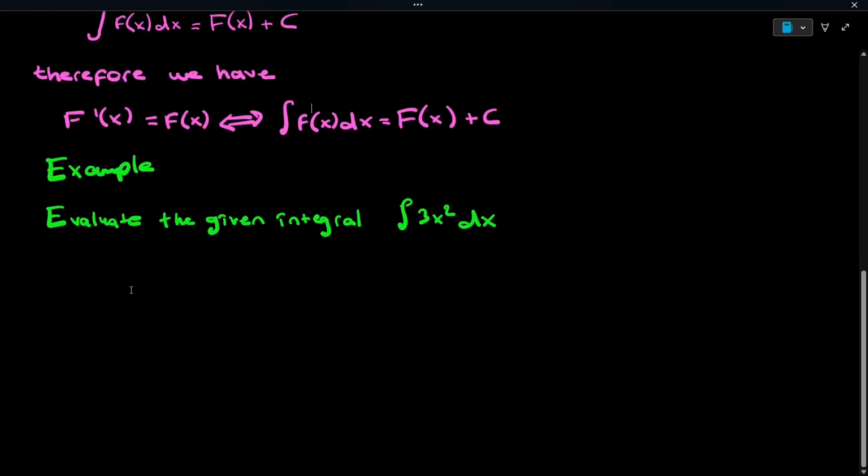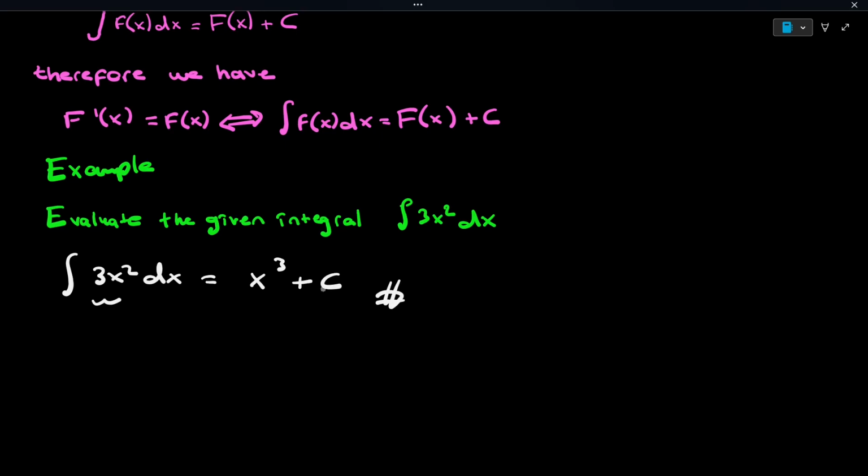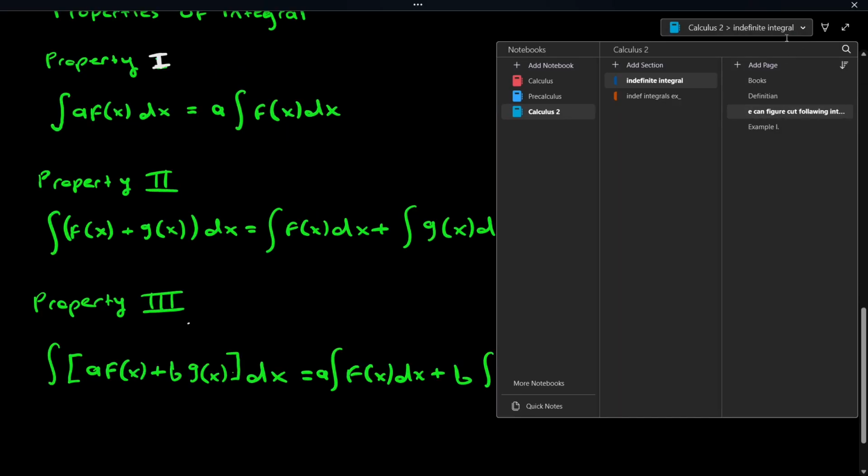Example, evaluate the given integral. Integral 3x squared dx. What could it be? The question is simple. I need to differentiate a function so that I get 3x squared. Obvious, right? If you differentiate x cubed, you get 3x squared. But for the constant, you put a plus c. Don't forget the plus c, because if you have a calculus exam or anything, if you don't add the c, you will see a huge zero on it and you will question why, because you forgot the c.